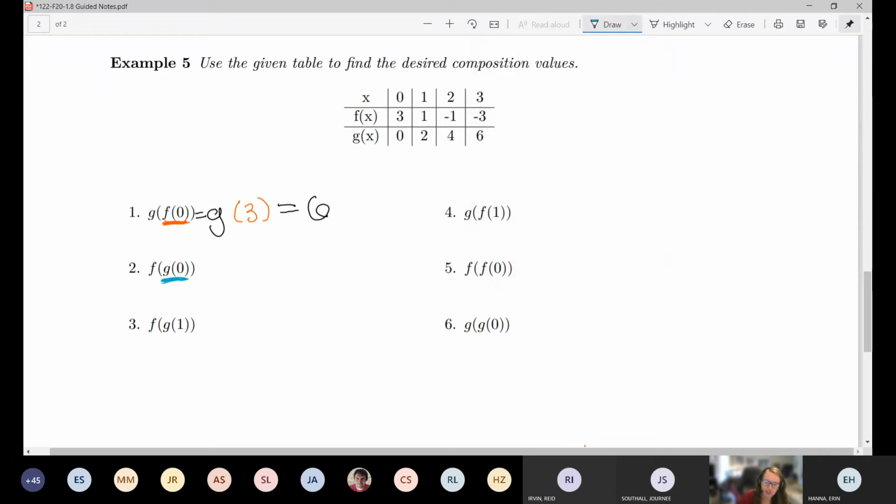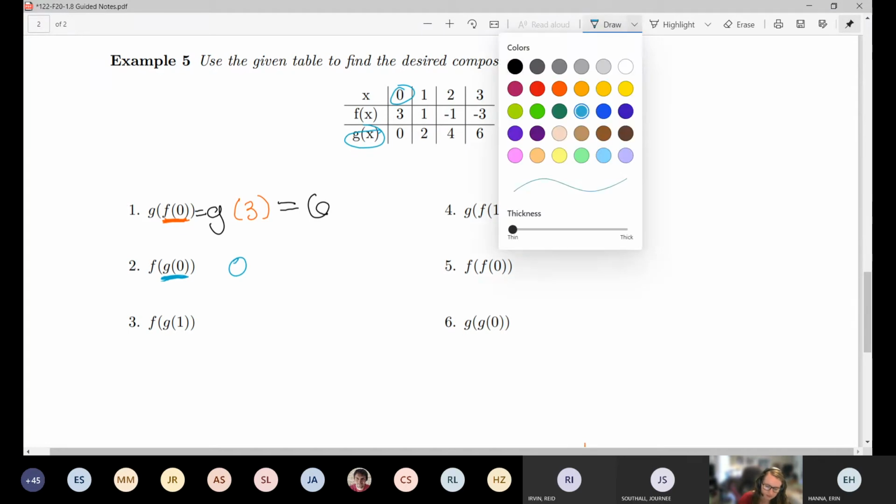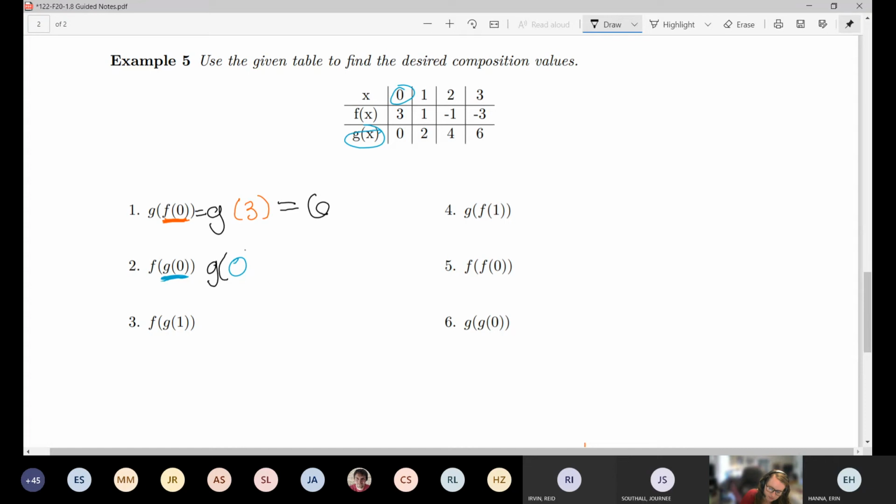First thing I want to calculate is g of 0. G of 0 is coincidentally 0. Oh, no, I messed up. Sorry, f of 0 is what we can rewrite that as. And then f of 0 is 3.